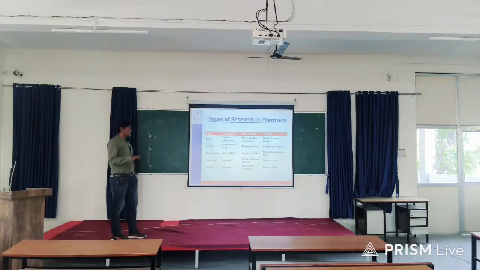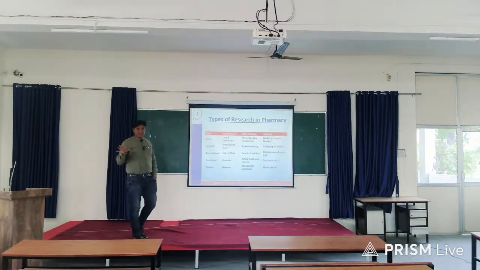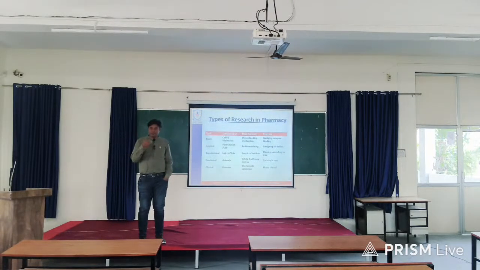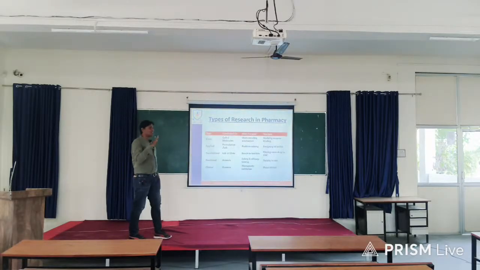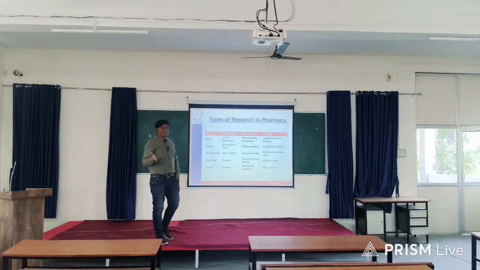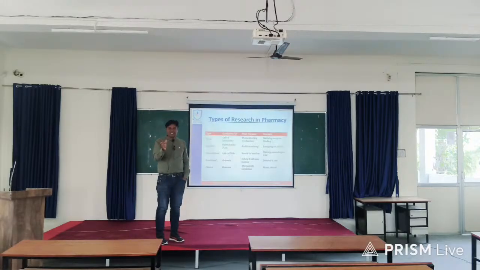Types of research. A lot of research types are there: qualitative research, quantitative research. But let me focus on the types of research generally followed in pharmacy. Basic research is generally conducted on cells and molecules, molecular level research. If you conduct research on cells, cell receptors, signal pathways, cell membrane physiology, then it is basic research.